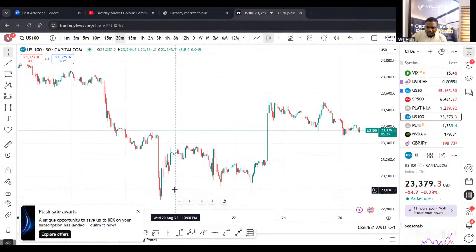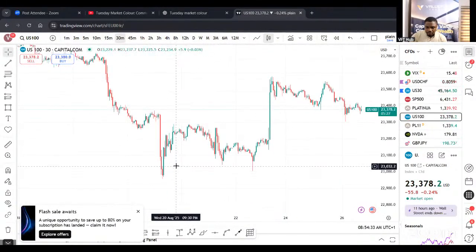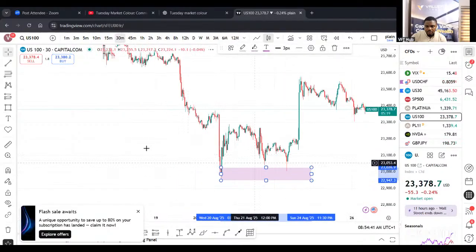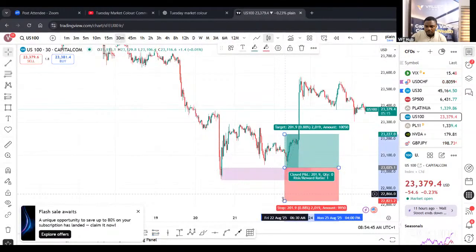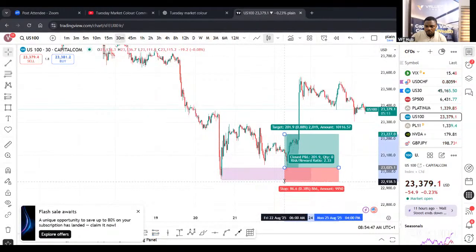So we had almost the same thing on US 100. The same setup, right? Look at what price did. Liquidity sweep, and then price really pushed up.